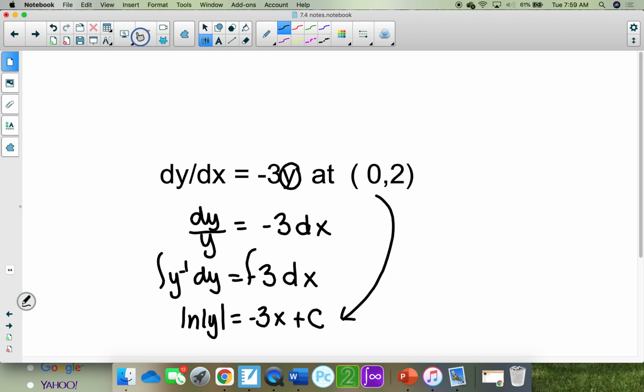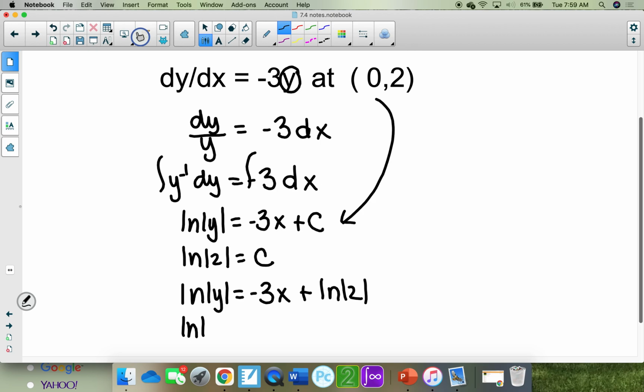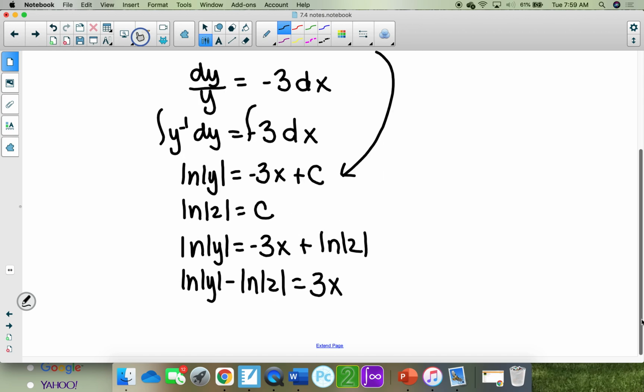I can incorporate the 0 and the 2. I'm going a little faster because this is the third problem. The natural log of the absolute value of 2 equals c. So the natural log of the absolute value of y equals a negative 3x plus the natural log of 2. I bring the natural log of y and the natural log of 2 together. Very similar to the last problem.